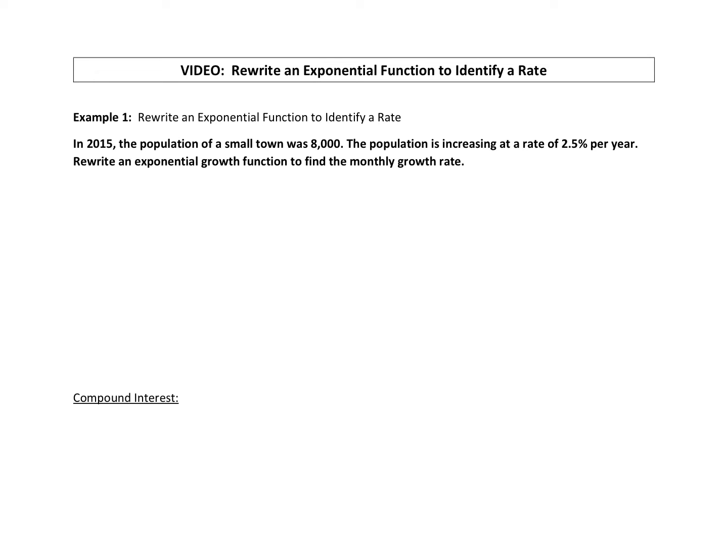Okay, so first, we're going to write an exponential growth function, and then we will rewrite that in order to find the monthly growth rate. So an exponential growth function, we saw in our last lesson, has the form y equals a times, because it's a growth, 1 plus r raised to the t power. A is our initial population. So we're going to plug in an 8,000 for the a. That should be a parenthesis.